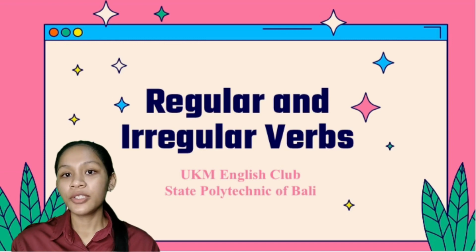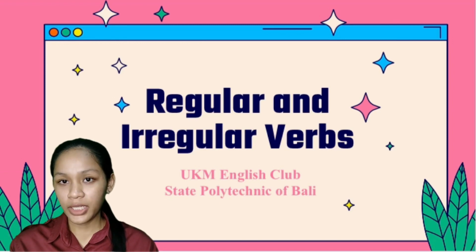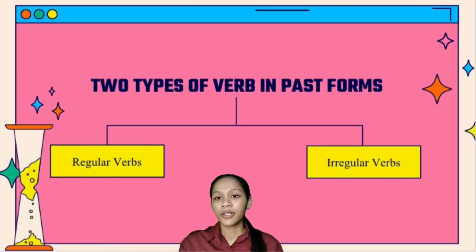In order to use verbs in English tenses, we need to know the past forms of the verbs. All verbs have their base form, for example, see, make, run, drink, eat, and many more. There are two types of verb in past forms, which are called regular verbs and irregular verbs.